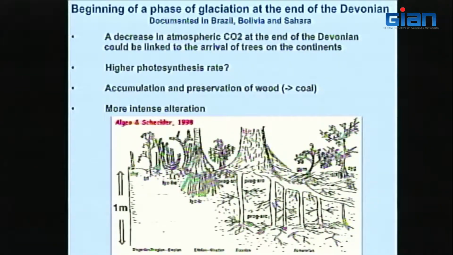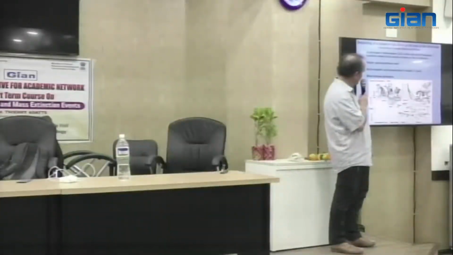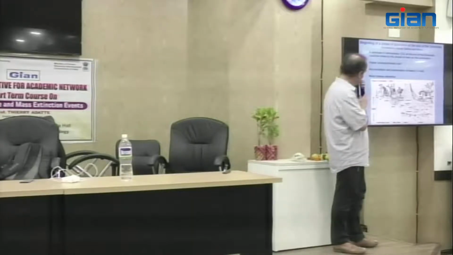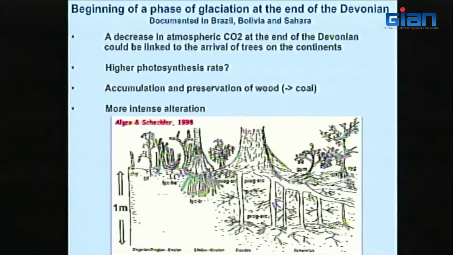And you can see that you have more and more trees, and the roots are more and more deep, more and more active, and you get more and more thick parts of the soil which are affected by this phenomenon of weathering. And I guess that this decrease in atmospheric CO2 is really linked to the arrival of trees on the continent. If you have trees, you have a higher photosynthesis rate, and what will happen? You get more oxygen into the atmosphere.